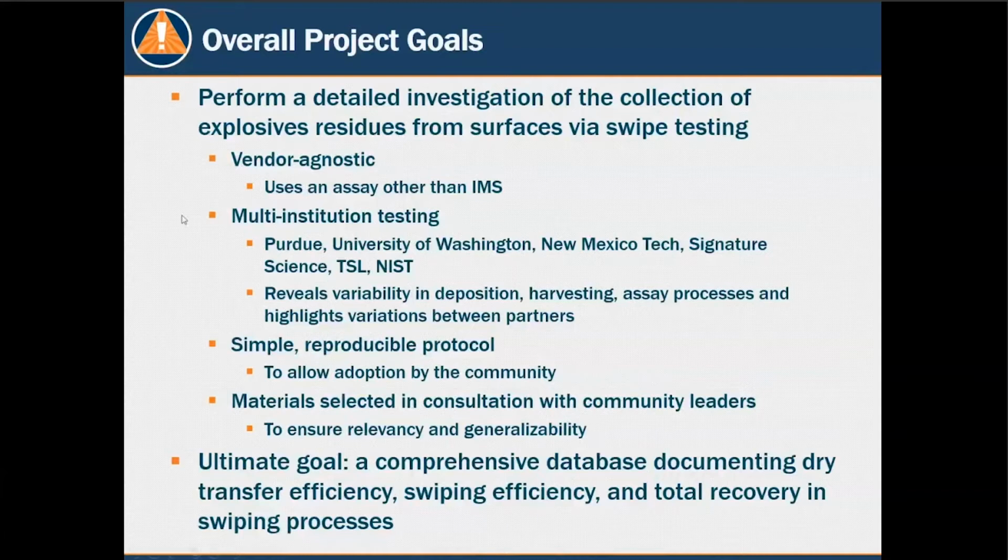And what we wanted to do was look for variability in all of the different aspects of the process. I'm not going to show you all of those, but we were looking for how reproducible is the overall process of contaminating a surface, recovering materials from a surface, and is it possible to really have a sort of standard assay. We wanted the protocol to be simple so the community could adopt it. And as I mentioned, we consulted the entire community to develop the materials that we used.